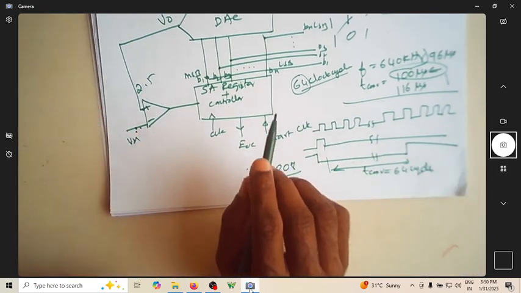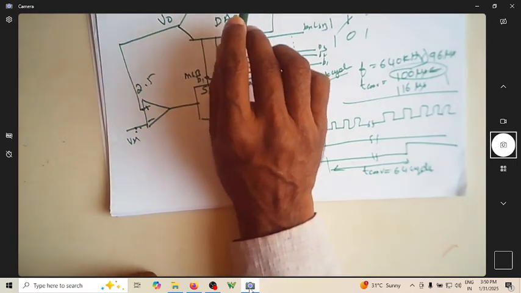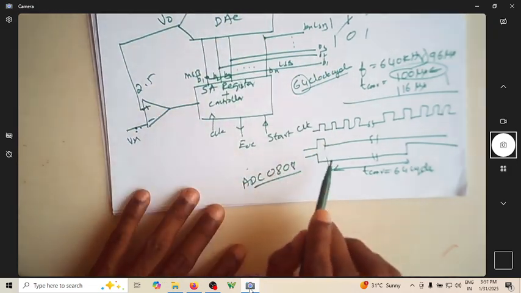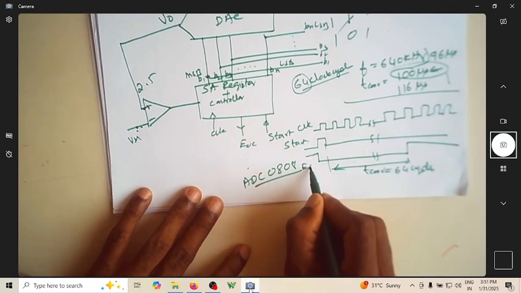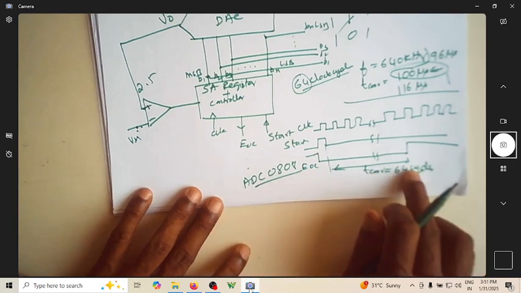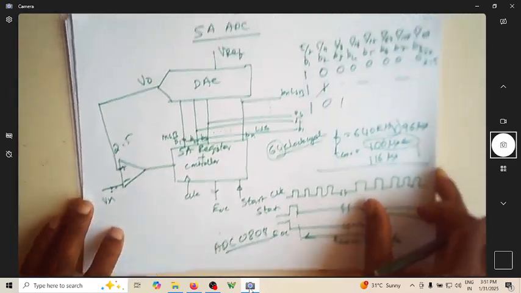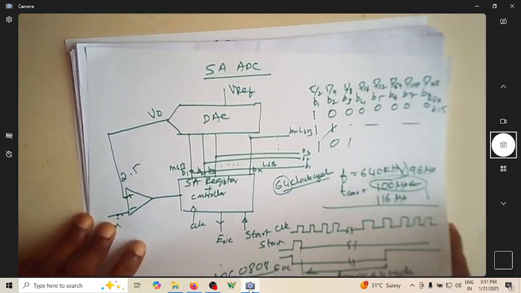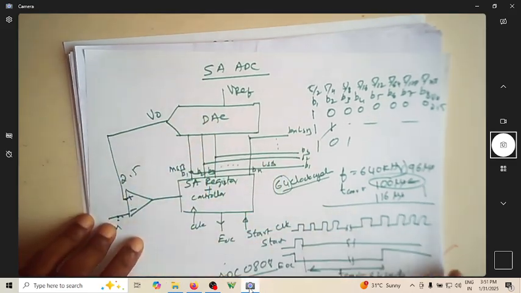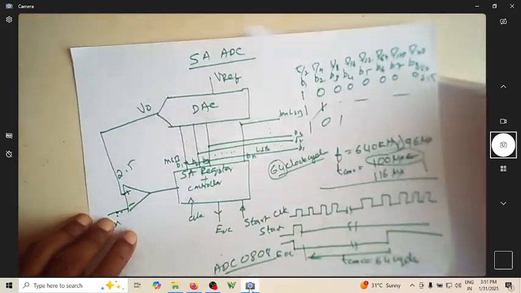So whenever you do any ADC operation, write the block diagram, write this start and EOC, and write the conversion time, so that will be a complete package for an ADC. Just writing this block diagram will not give a good in-depth analysis of the ADC.